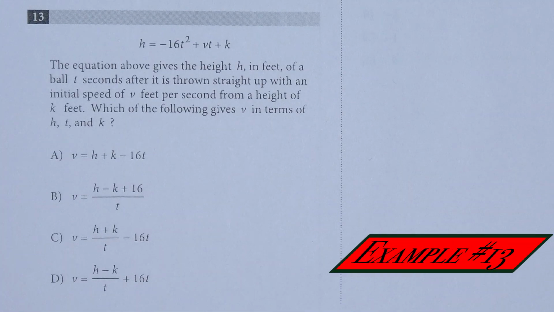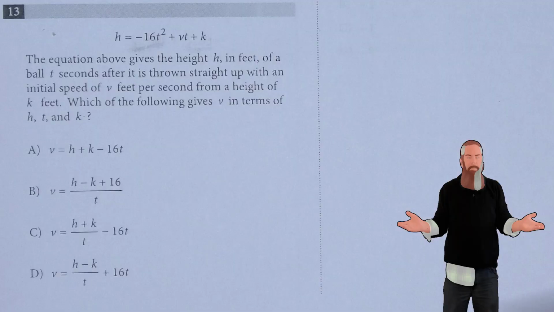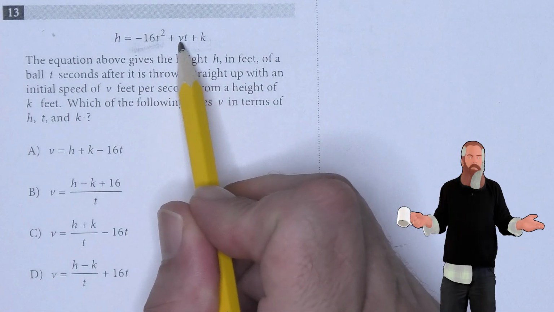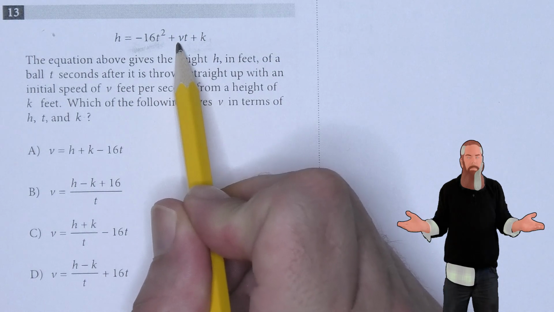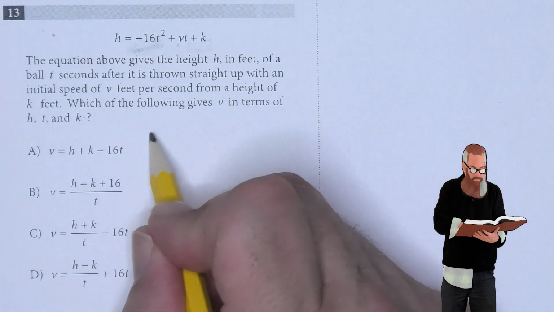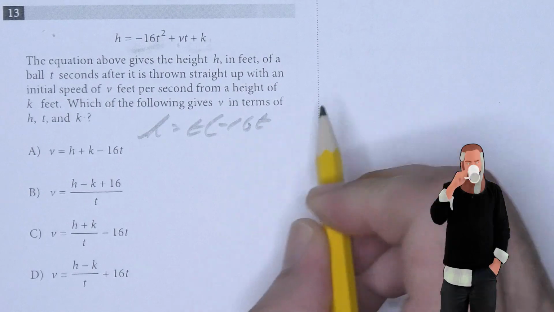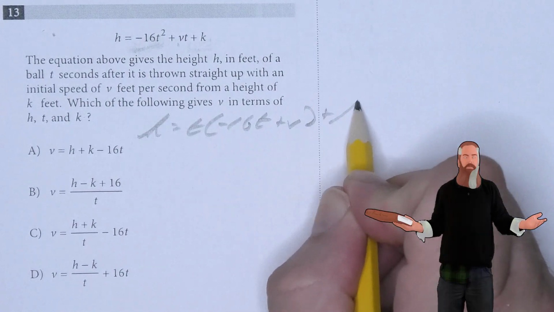The equation above shows the height h in feet of a ball t seconds after it is thrown straight up with an initial speed of v feet per second from a height of k feet. Which of the following gives v in terms of h, t, and k? So if I start with what's here, and what I really want to get is v by itself, which means I'm going to factor out the t, because it's actually going to let the v be kind of freestanding. This means I'm going to have h is equal to t times negative 16t plus v plus k.